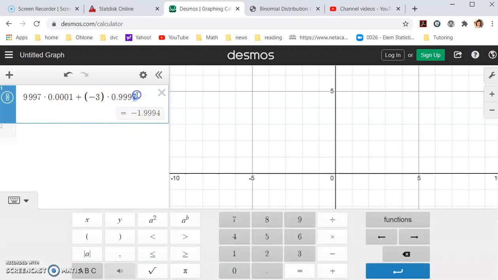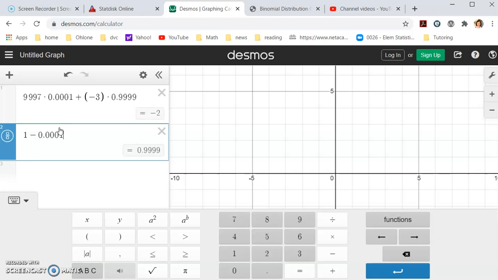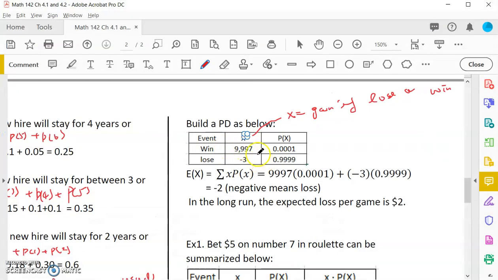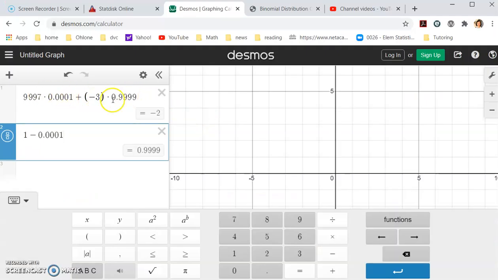No, 0.9999, because the probability of winning is 0.0001. The probability of losing, we did it earlier, was 1 minus 0.0001. So 1 minus 0.0001 is 0.9999. So in a sense, you just multiply this and multiply this, right?